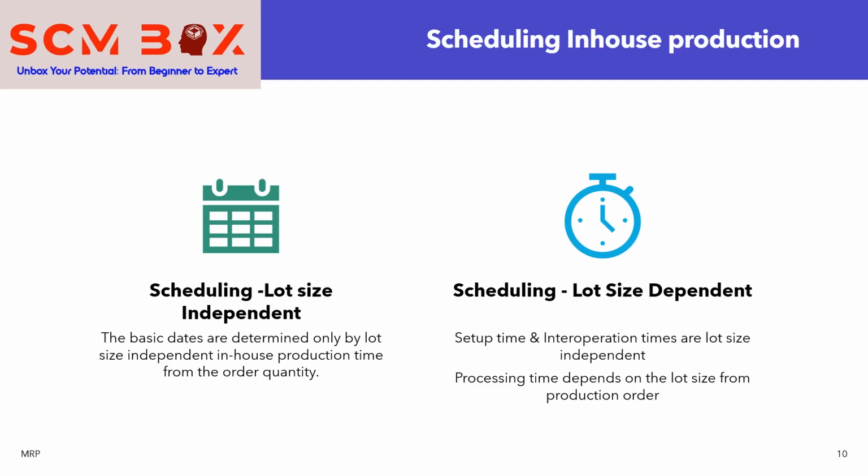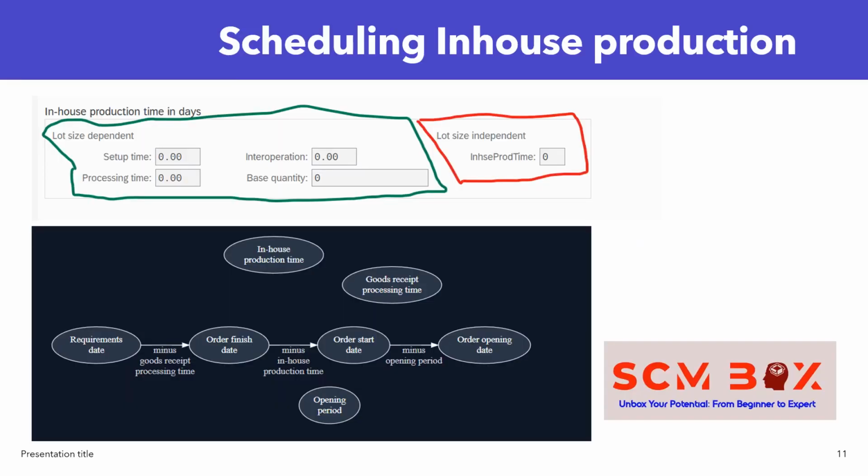So let me see where this lot size independent and lot size dependent data are maintained in the material master. If we go to the work scheduling view, we have lot size dependent details, which include setup time, interoperation time, and processing time, along with base quantity. Here, setup time and interoperation time are quantity independent, so they will simply be added to the processing time of the base quantity multiplied by the production order quantity or planned order quantity. So when the system calculates the number of days for lot size dependent, it will consider the processing time with reference to the planned order quantity and add the setup time and interoperation time.